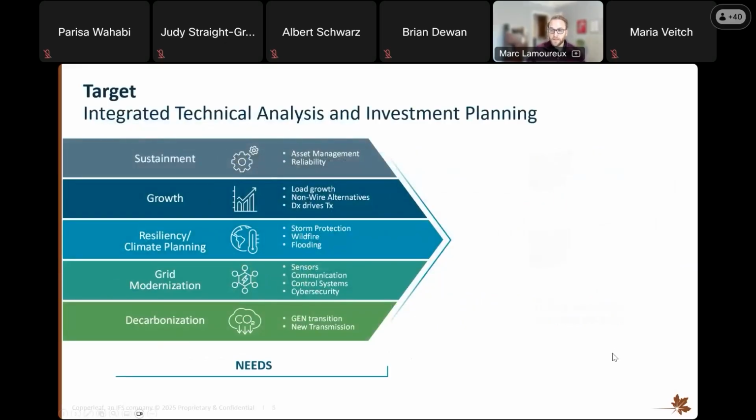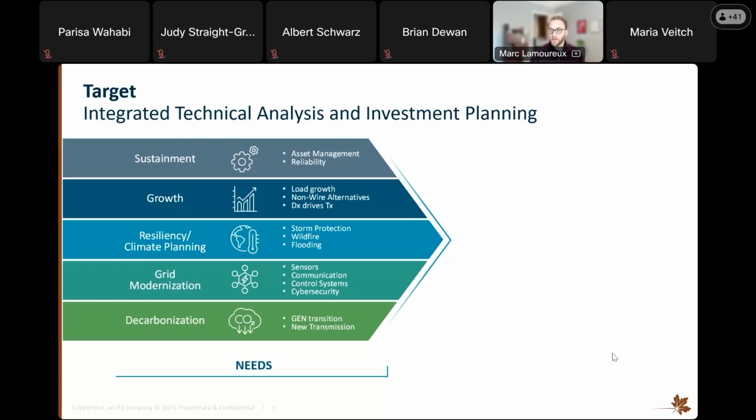And so there's a lot of different criteria when it comes time to the needs analysis that gets done as the first step in a lot of these issues. Whether you're talking about sustainment needs of existing assets, growth of the network related to load growth, NWAs, or even how distribution needs will drive certain requests of transmission.